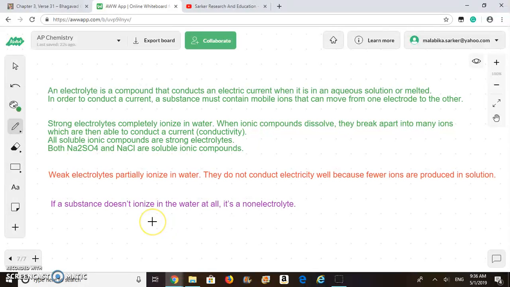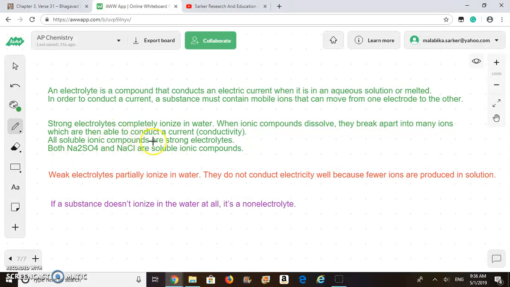Okay, so I would just like to introduce very quickly the concept of electrolyte. What is a strong electrolyte, what is a weak electrolyte, and what is a non-electrolyte? An electrolyte is a compound that conducts an electric current when it is in aqueous solution, that means when it is dissolved or melted. In order to conduct a current, a substance must contain mobile ions that can move from one electrode to the other. Strong electrolytes completely ionize in water. When ionic compounds dissolve, they break apart into many ions which are then able to conduct a current.